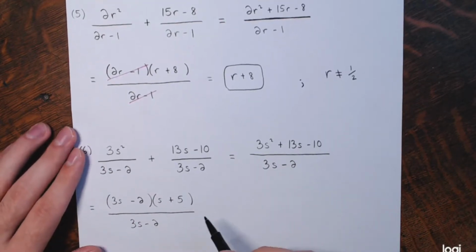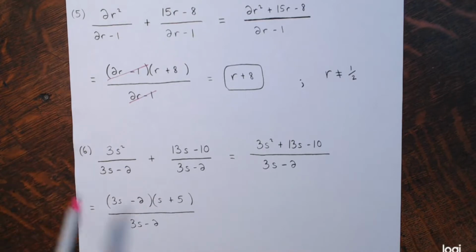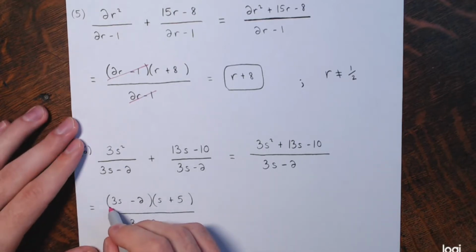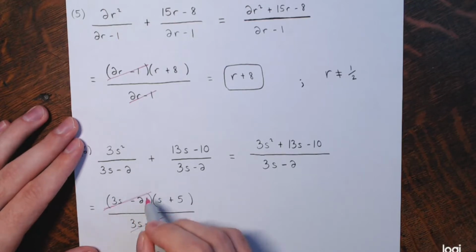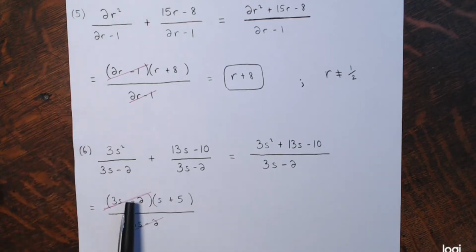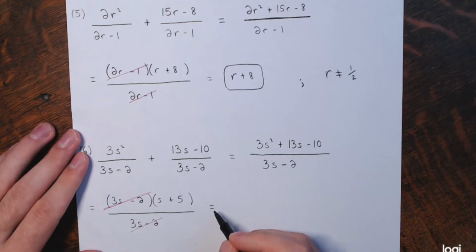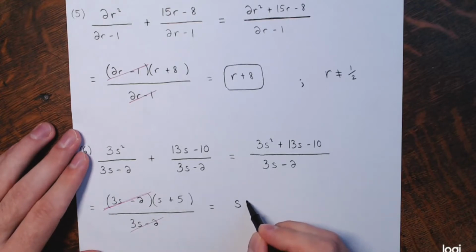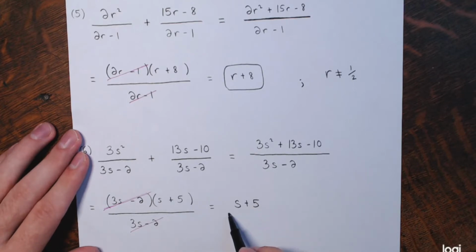Great, and now hopefully again you're seeing the common factor in the numerator and denominator. The 3s minus 2 is common to both the numerator and denominator. So those divide to be 1. And all I'm left with is s plus 5 in the numerator and 1 in the denominator. So just s plus 5.